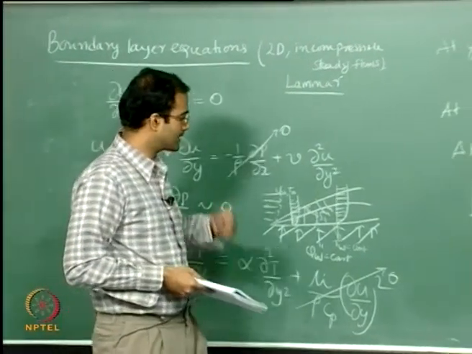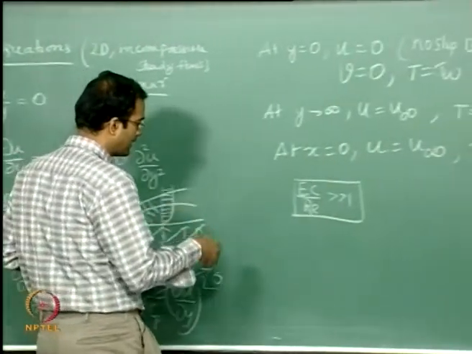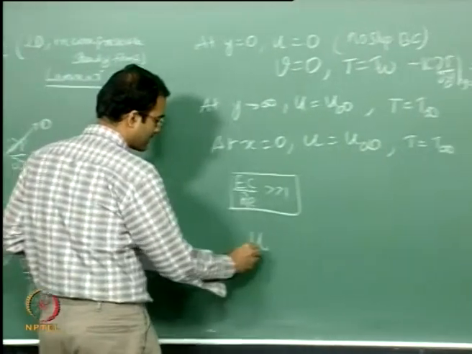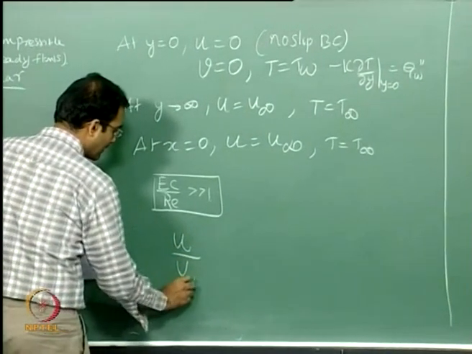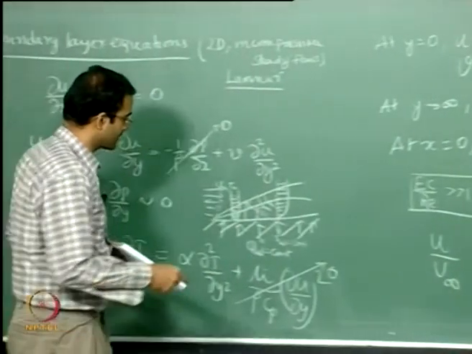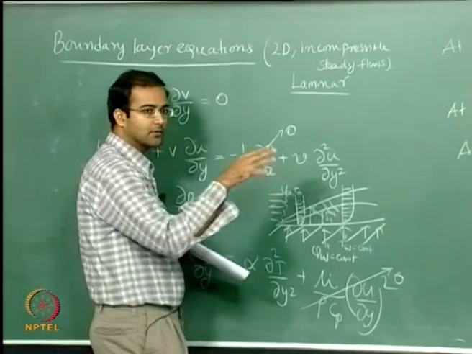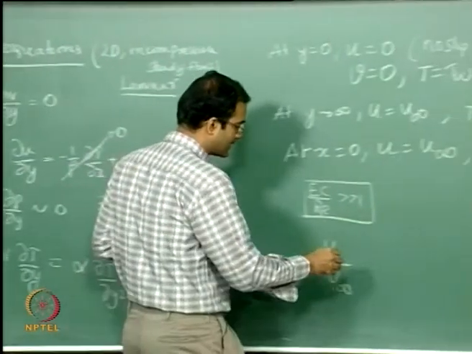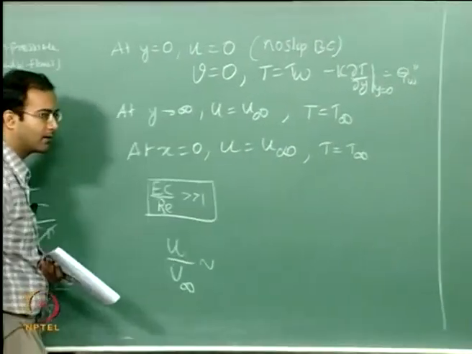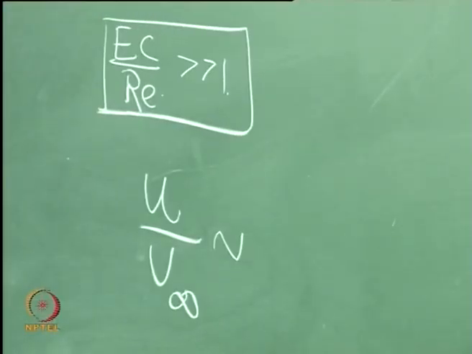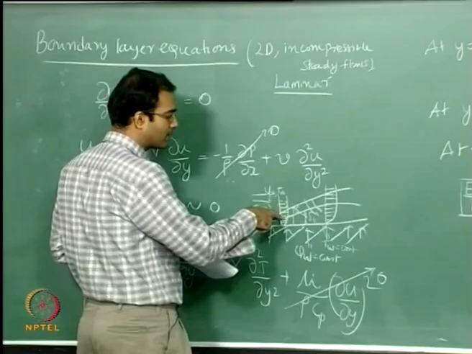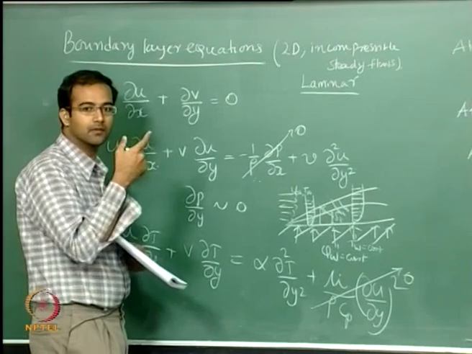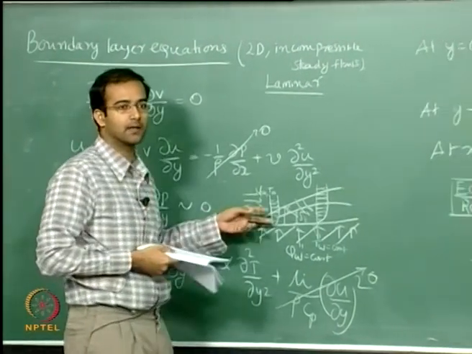So what he observed is, if you can find a non-dimensional form of the velocity, which we can say u by u infinity, because the order of magnitude of u is of the order of u infinity, this should be some function of some variables. It is a function of two variables, x and y.